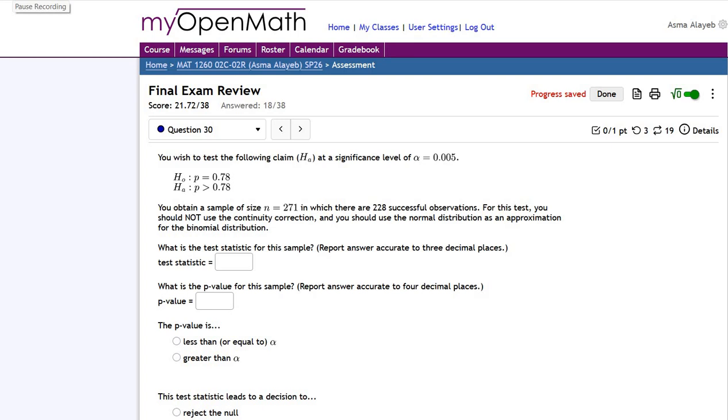successful observations. For this test, you should not use the continuity correction, and you should use the normal distribution as an approximation for the binomial distribution, and that's exactly what we do. What is the test statistic for this sample? And what is the p-value? And then we're going to answer the rest of the questions.